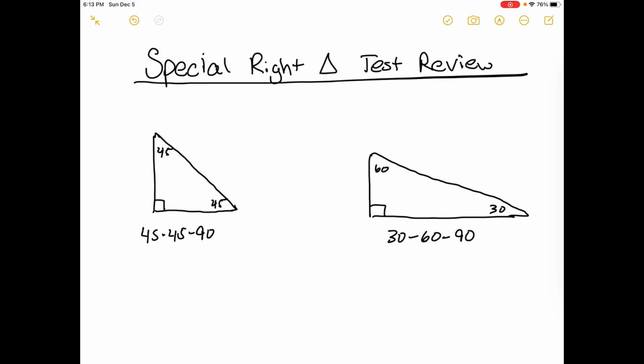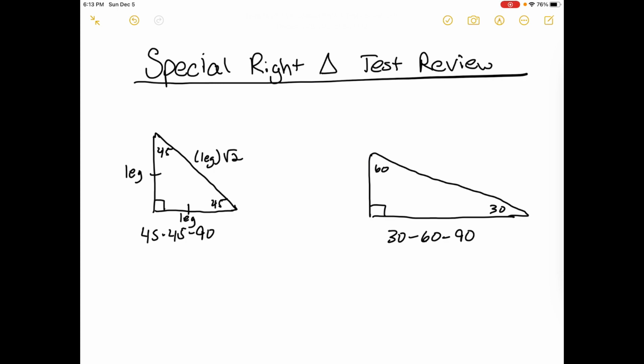So on a 45, 45, 90, the legs are exactly the same. So we'll just call this leg, leg. And my hypotenuse is going to be whatever my leg length is times root 2.